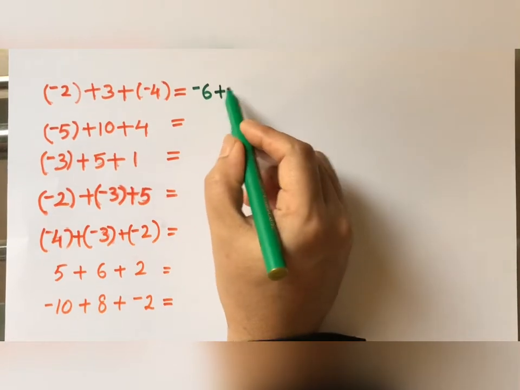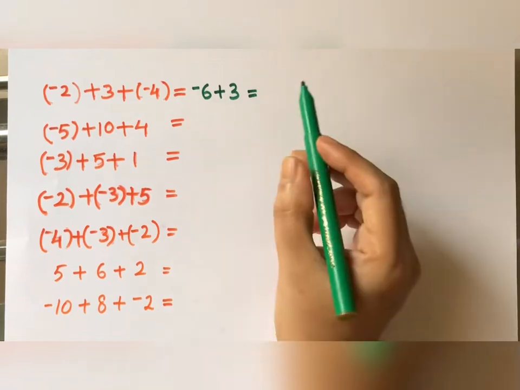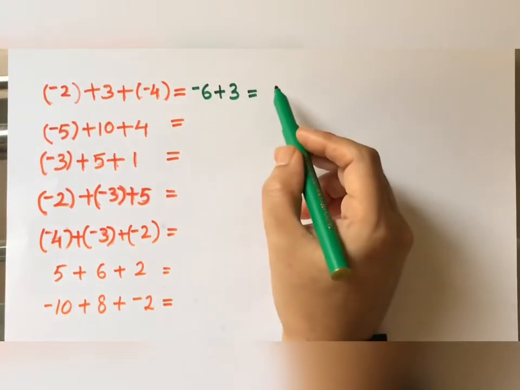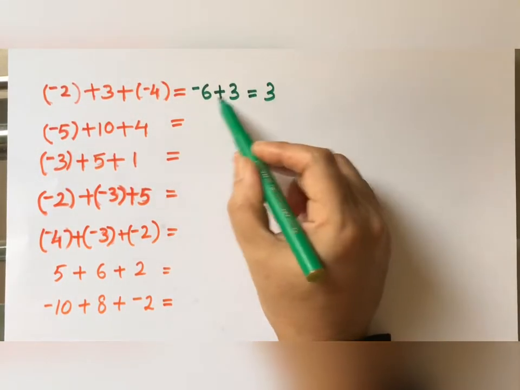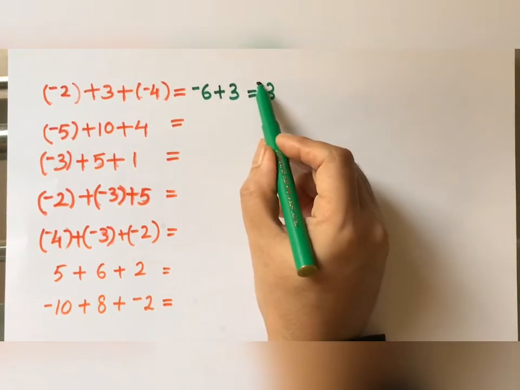Then comes the other number 3. Now one is positive and the other is negative, so you should subtract 3. 6 minus 3 is 3 and keep the bigger number's sign, that is negative.